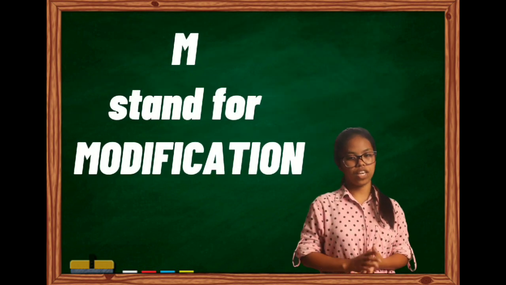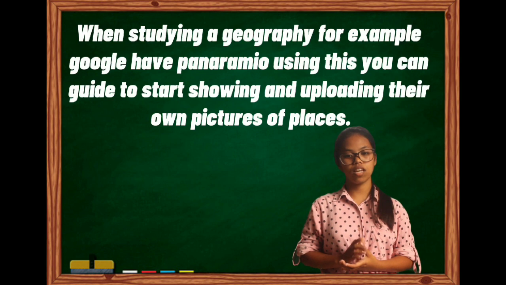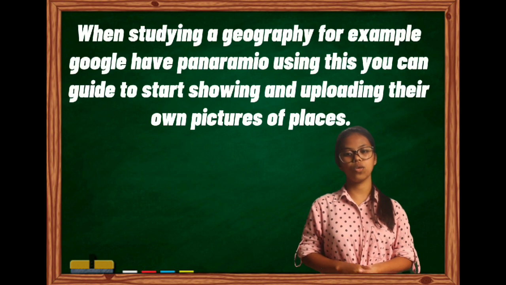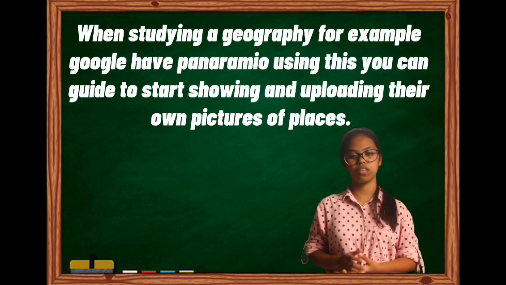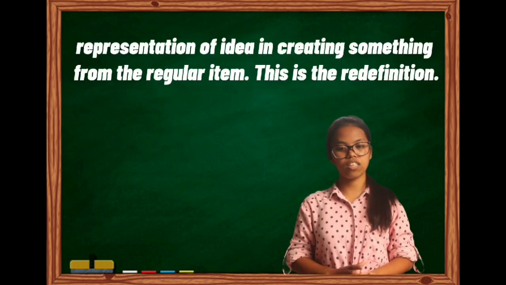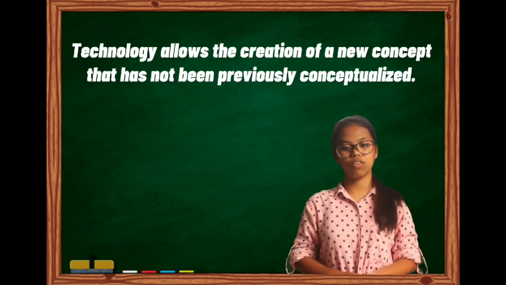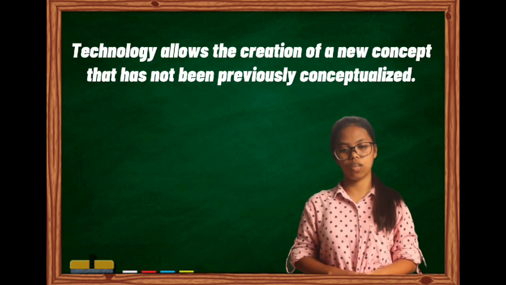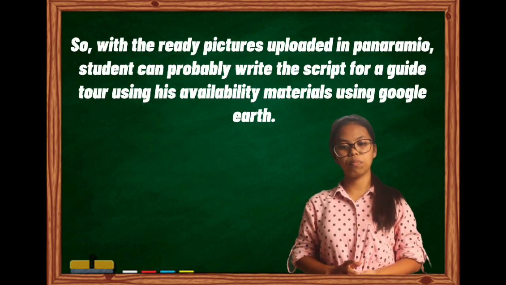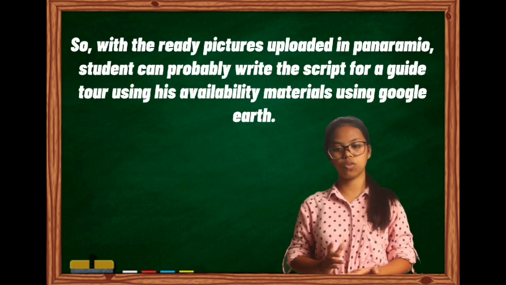M stands for modification. In this level, technology is used to redesign a lesson. When studying geography, for example, Google has Panoramio. Using this, you can guide students to start showing and uploading their own pictures of places. R is the redefinition. Technology allows the creation of a new concept that has not been previously conceptualized. So with the pictures uploaded in Panoramio, students can probably write the script for a guided tour using the available materials in Google Earth.